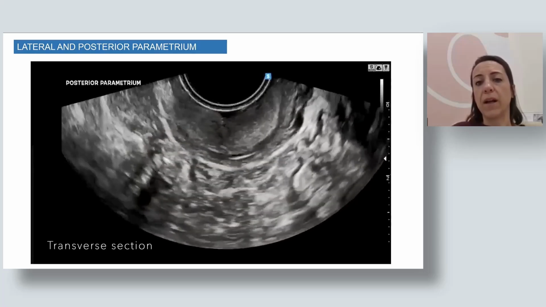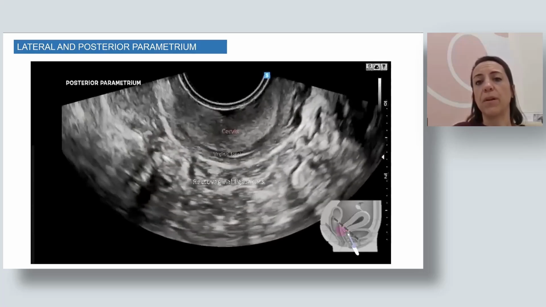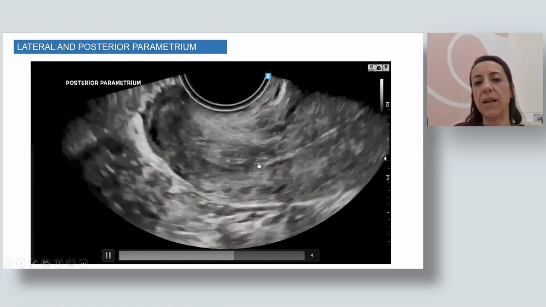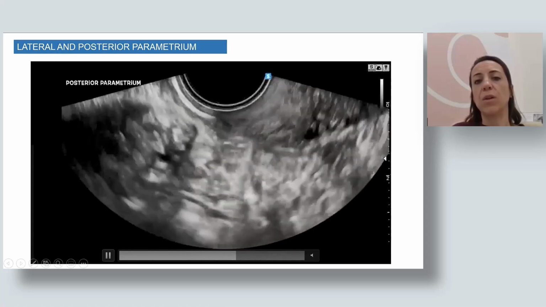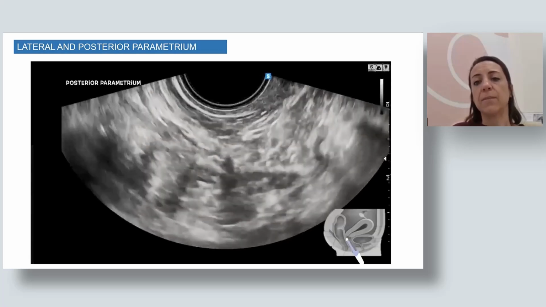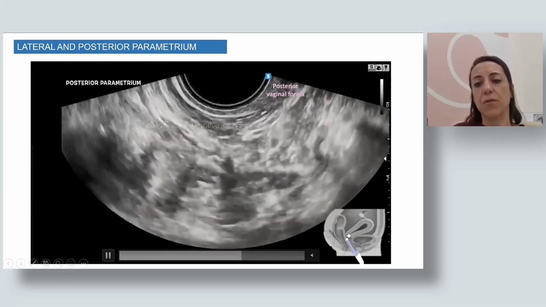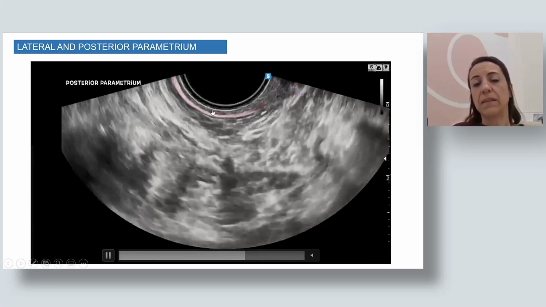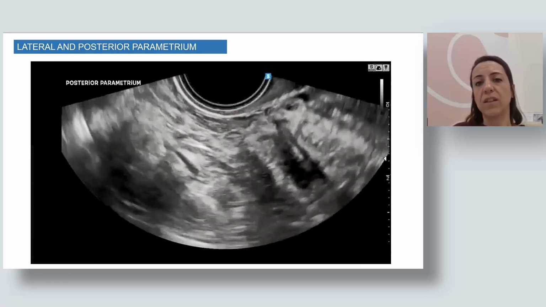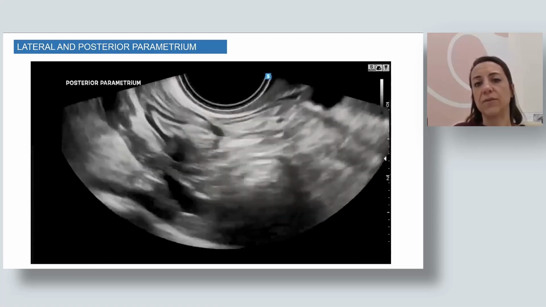Then we can move the probe deeper to assess the rectovaginal ligaments, that are the ligaments in continuum with the uterosacral ligaments. Then, inserting the probe in the posterior vaginal fornix, we can assess better the uterosacral ligaments on the right and on the left side.